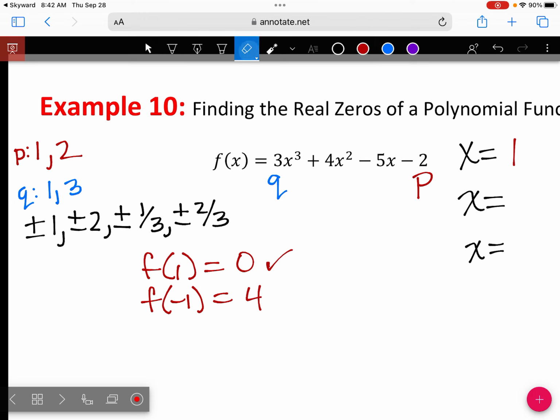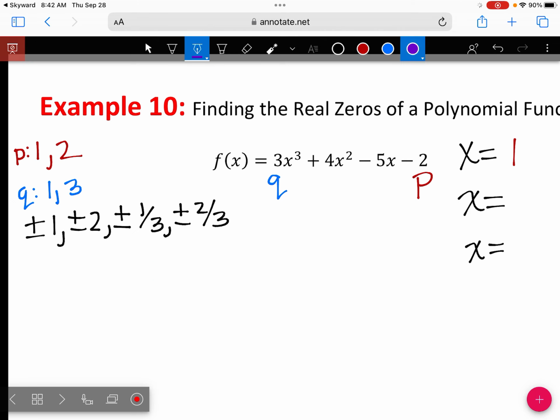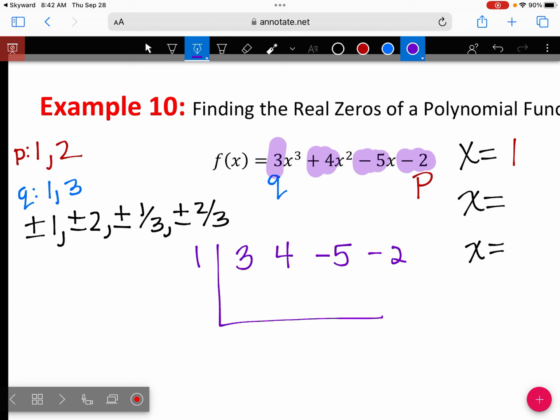So now we're ready to do synthetic division. So I'm making my bracket. Put that 1 on the outside. And then you're listing these numbers here. 3, +4, -5, and -2. Go ahead and try to do synthetic division by yourself. See if you can. You should get a 0 at the end.